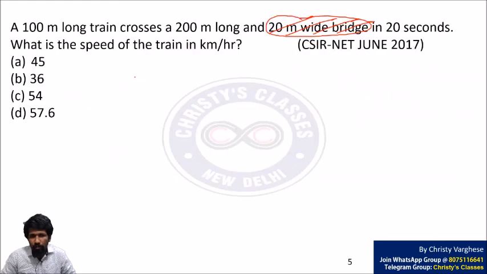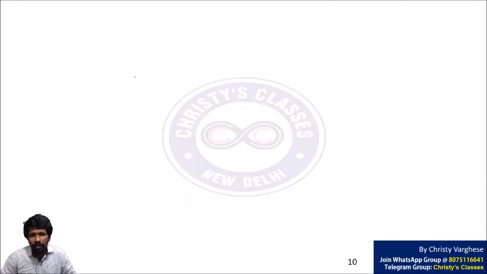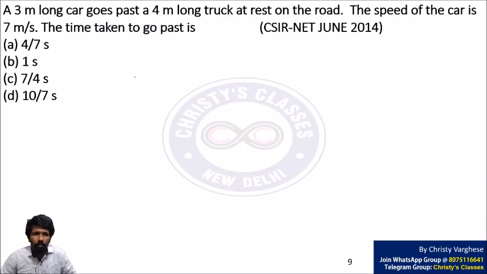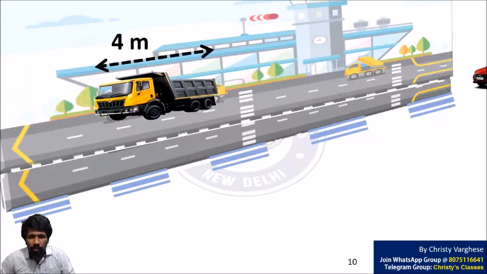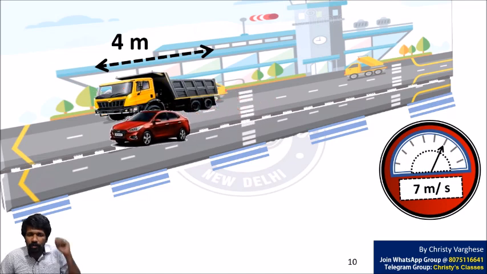I will show you one more question where it is not a train problem, it is a normal vehicle problem, a car crossing a truck. Try this question also, all of you. At least read the question, then I will start explaining. A 3 meter long car goes past a 4 meter long truck. So car crossing means like this. From here, the car is completely crossing the length of the truck. The truck is stationary. That means it is the same type as we discussed now.